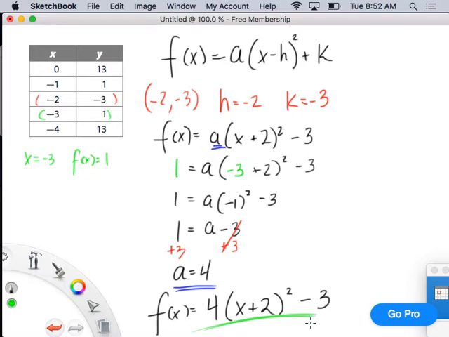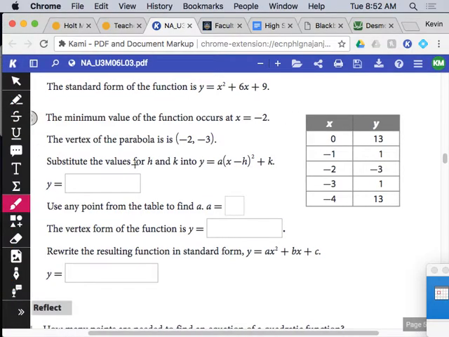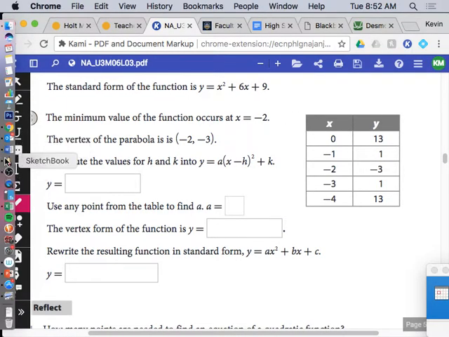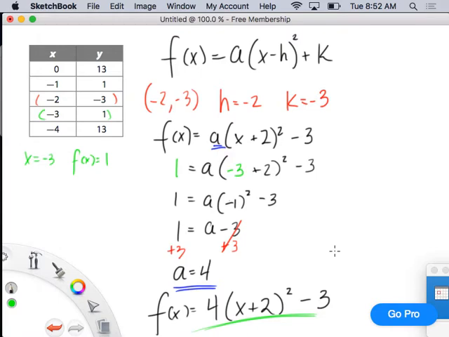Okay. So in your book it asks you to rewrite it in standard form, so it says go another step and rewrite it in standard form. I'm not going to ask you to do that because it just would make this problem super long. Okay, it's already enough work as it is.